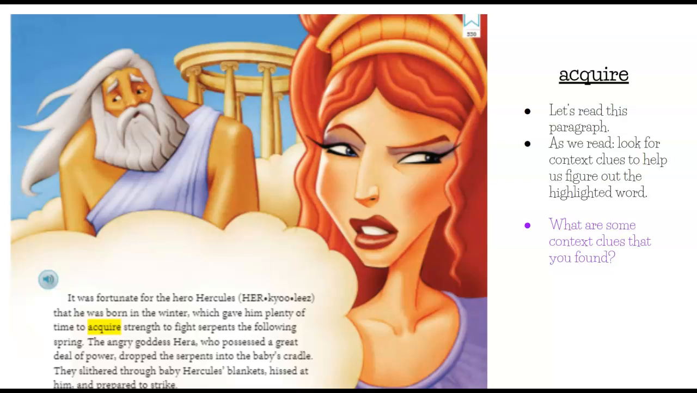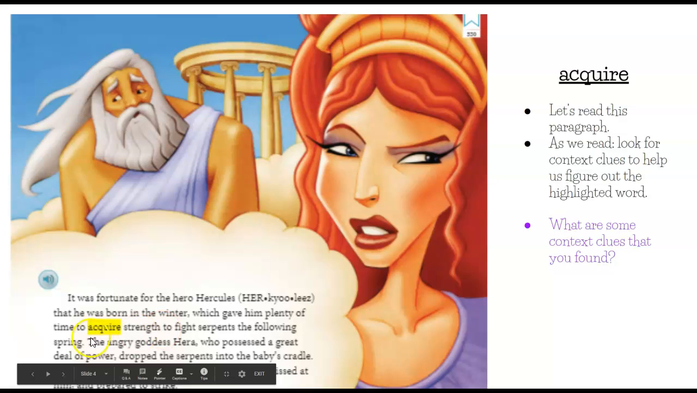All right, so I'm going to go back to that word acquire, and I want to highlight some other words. It could be synonyms or antonyms that help us, or maybe an opposite meaning. So let's look through. The two things I pick out are winter and then spring. I don't know why those stuck out at me, but it says it was fortunate for Hercules that he was born in winter. And then it says, which gave him plenty of time.